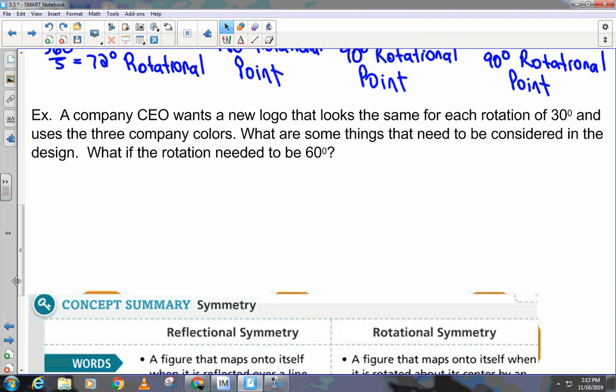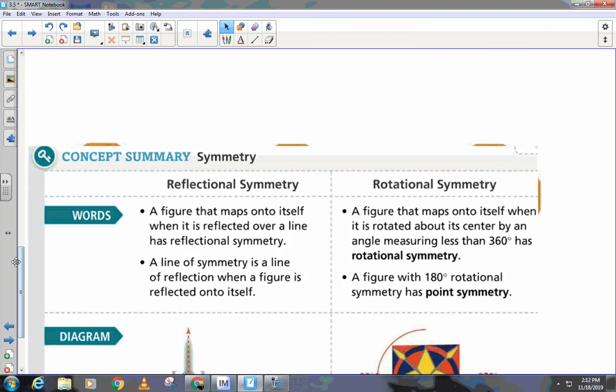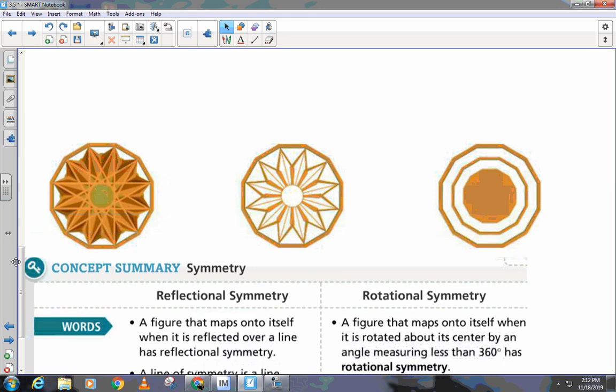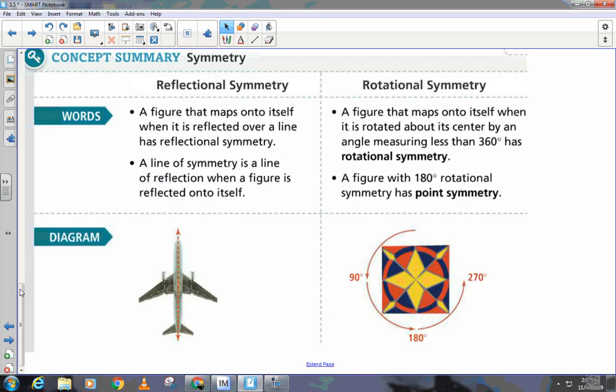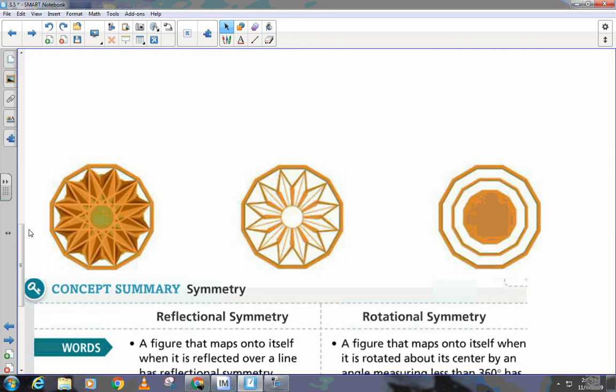He wants the same. Here, this might help you see what I'm talking about. Here's some examples. See, this one has 30 degrees rotational symmetry, right? So if you rotated it 30 degrees, what you had here and what you had there has to be exactly the same. And then again and again and again. Here's another example. This one's a little bit simpler, and this one's even more simple.